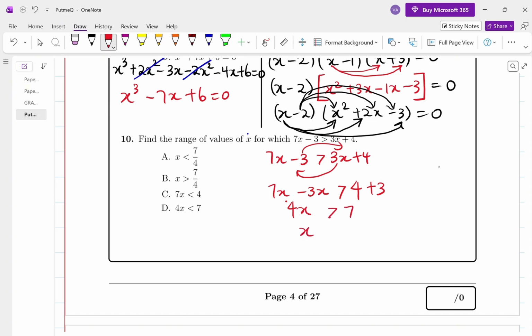So x has to be greater than 7 over 4, because you have to divide both sides by 4. So the answer becomes B. So that's the answer. Okay, next one.